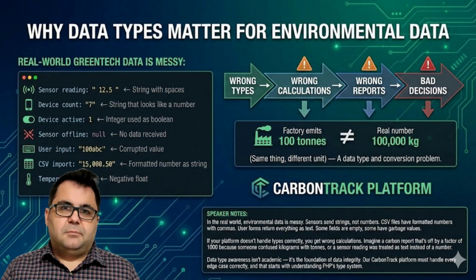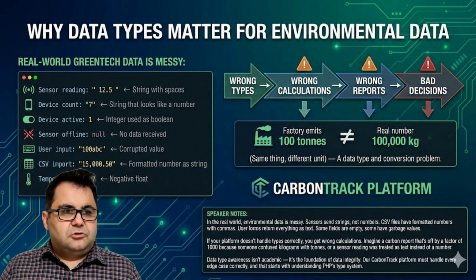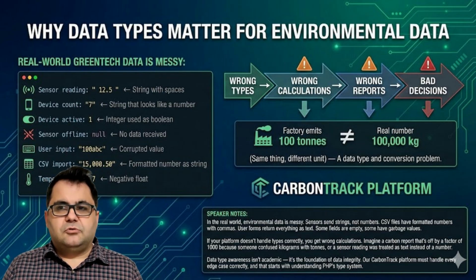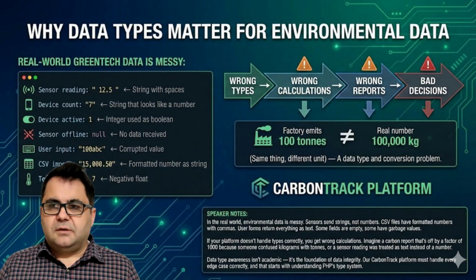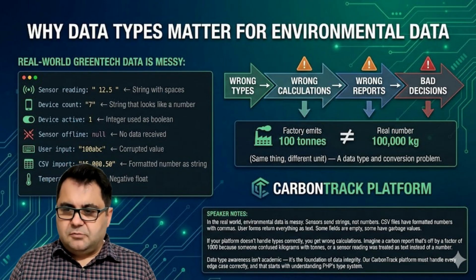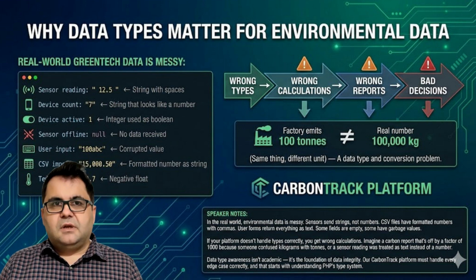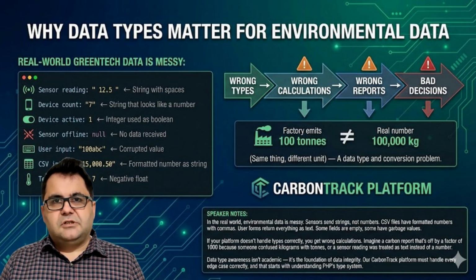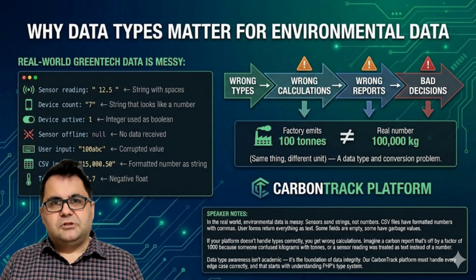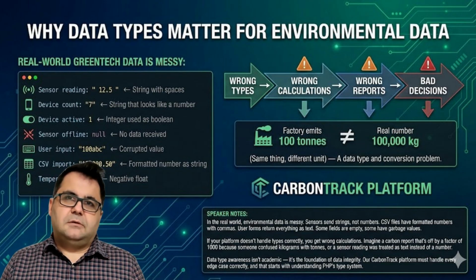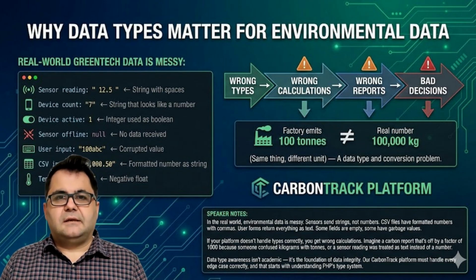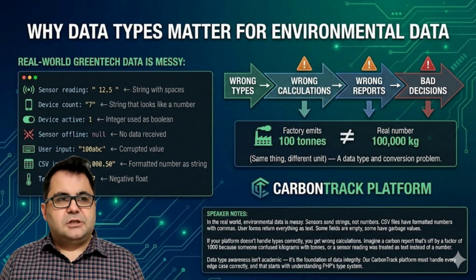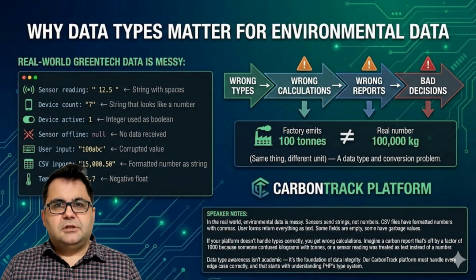In the real world, environmental data is messy. Sensors send strings, not numbers. CSV files have formatted numbers with commas. User forms return everything as text. Some fields are empty, some have garbage values. If your platform doesn't handle types correctly, you get wrong calculations. Imagine a carbon report that's off by a factor of 1,000 because someone confused kilograms with tons, or a sensor reading was treated as text instead of a number. Data type awareness isn't academic. It's the foundation of data integrity. Our CarbonTrack platform must handle every edge case correctly, and that starts with understanding PHP's type system.